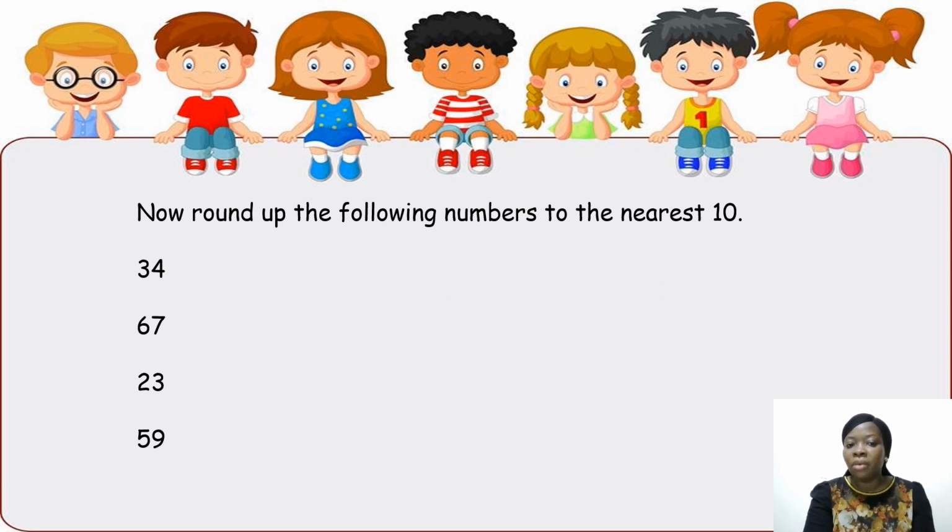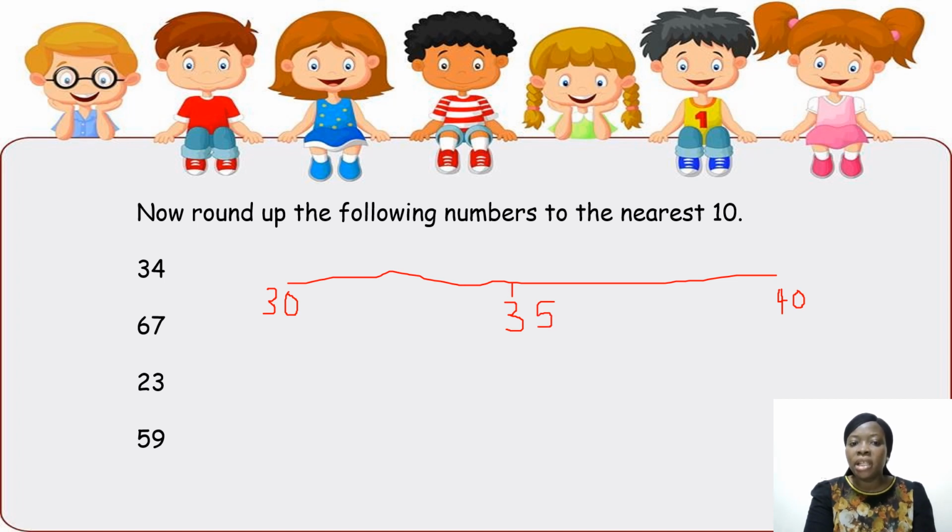34. I want to round up or round down 34. So what do I do first? I draw my number line. What two tens numbers does 34 sit between? Did you say 30 and 40? Yes, the two tens numbers that 34 sits between are 30 and 40. Now, what is the midpoint between 30 and 40? The midpoint is always a 5, and that is 35.